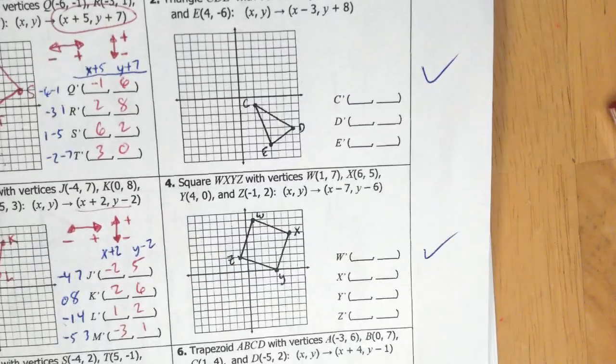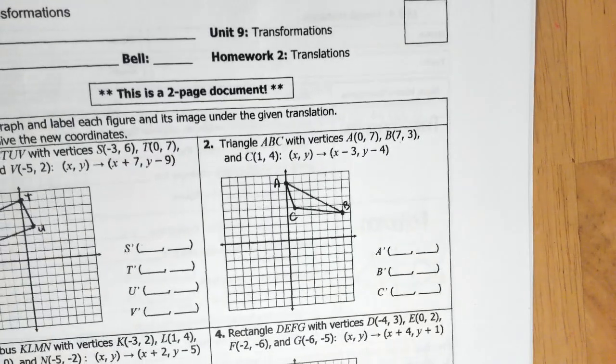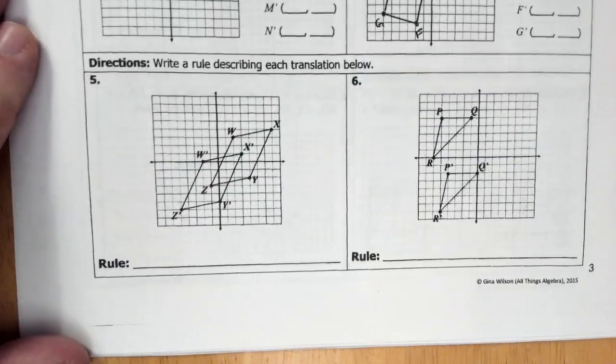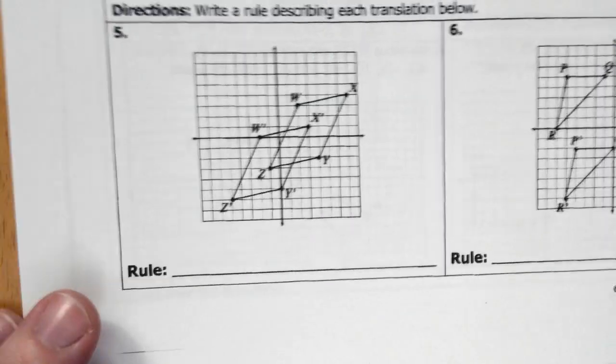All right, so that was page 2. So page 2 should be completely done. And I want you guys to go to page 3. So everyone's going to page 3. So on page 3, we're going to move down to number 5 and 6. All right, let's move down to number 5. So this is page 3.